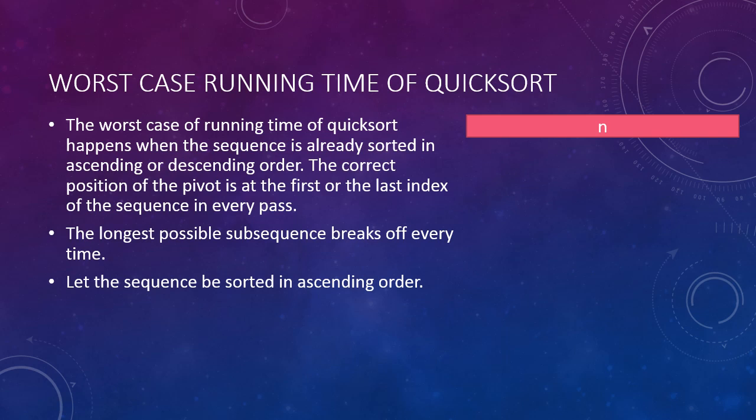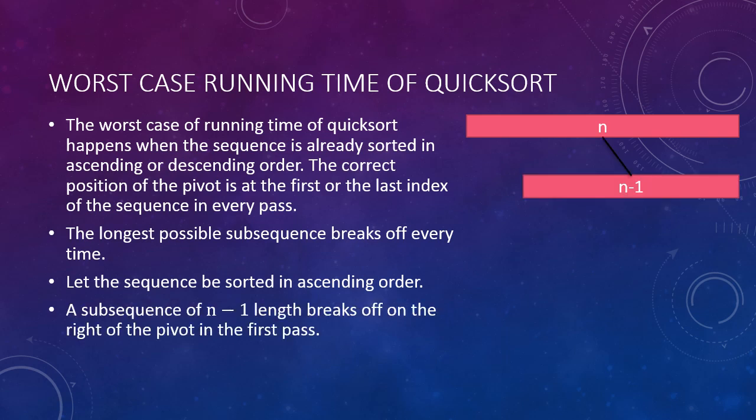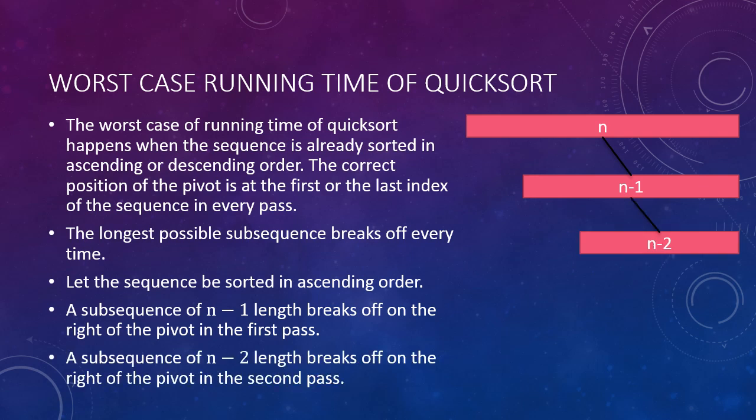Let the sequence be sorted in ascending order. A subsequence of n minus 1 length breaks off on the right of the pivot in the first pass. A subsequence of n minus 2 length breaks off on the right of the pivot in the second pass. And this continues until we have just one element breaking off, and obviously that is sorted.